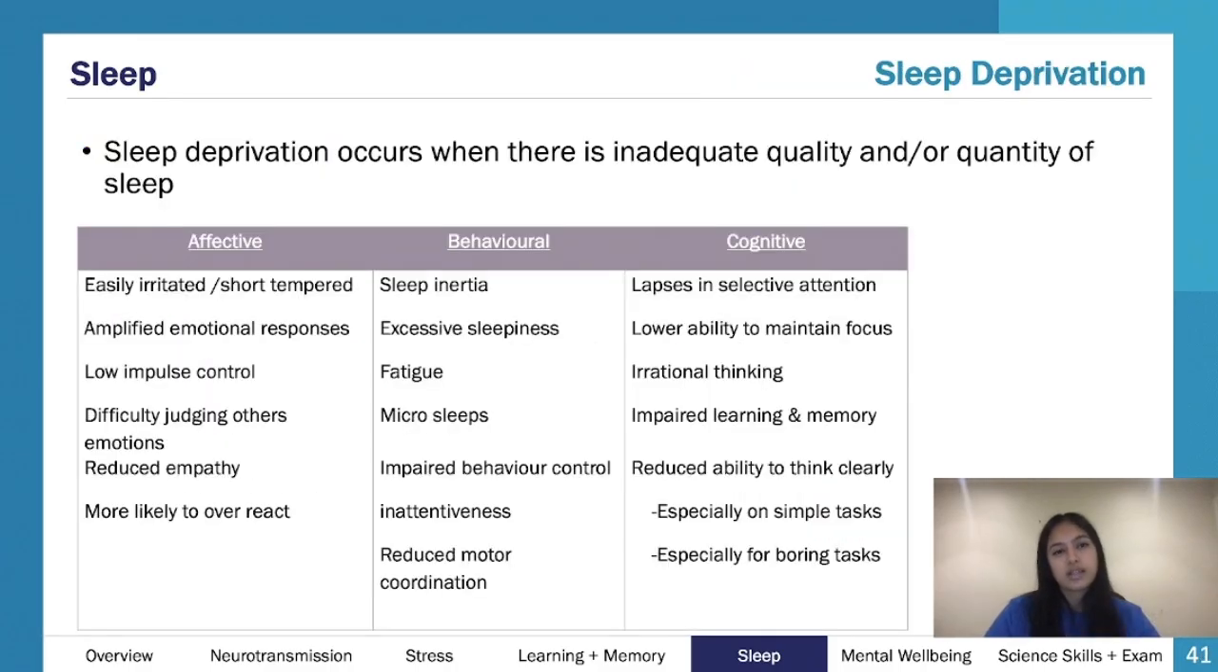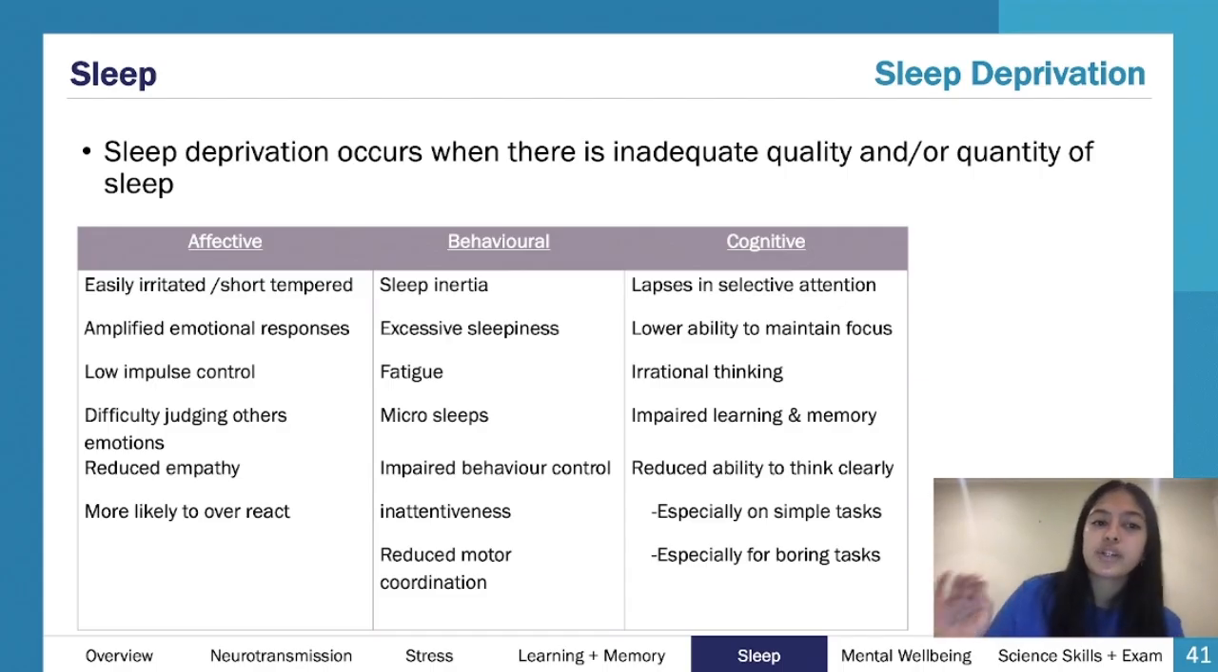So that's your normal stuff with sleep. Going on to your sleep deprivation. This is when we have inadequate quality, so maybe we're not getting all of the stages that we're meant to be getting in terms of NREM and REM, or quantity, so just not getting enough time and therefore not enough REM or NREM.